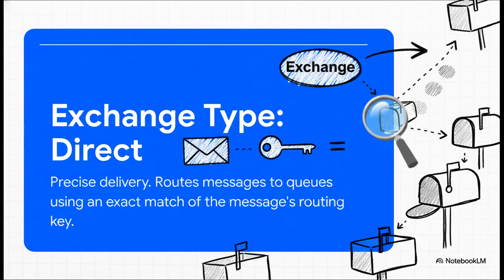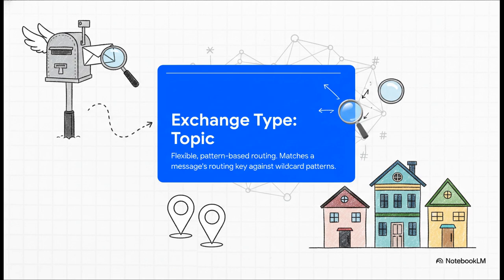Next up, you've got the direct exchange. Now, this is your standard, reliable mail delivery. A message comes in with a specific address, which RabbitMQ calls a routing key. The exchange looks at that key and delivers the message only to the mailboxes that have that exact same address. Super simple, super precise.